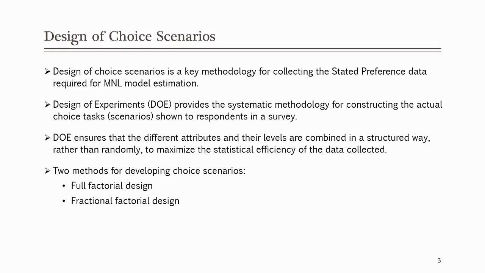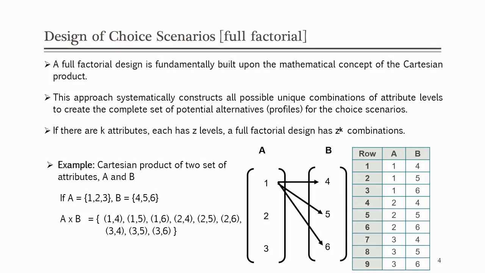Generally, there are two methods for developing the choice scenarios. The first one is called full factorial design, and the second one is called fractional factorial design. The full factorial design is all possible combinations of each attribute and their levels. As I said before, if we have 6 attributes and 3 levels for each attribute, the full combination will be 729. Just imagine having this number of choice scenarios; it's impossible to collect data on it. Therefore, we have to go to the fractional factorial.